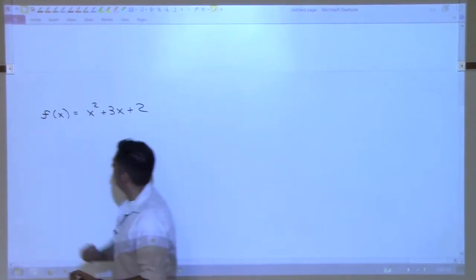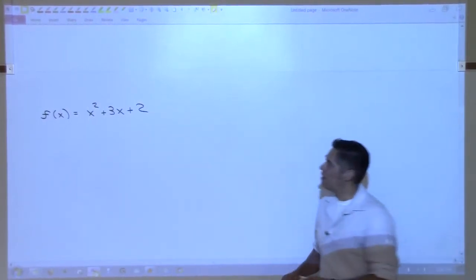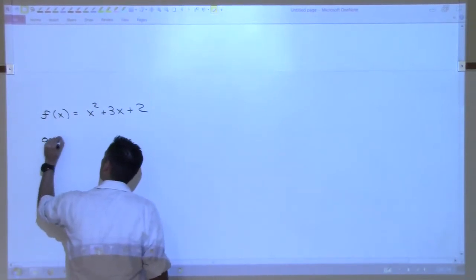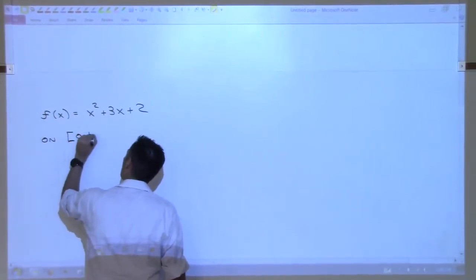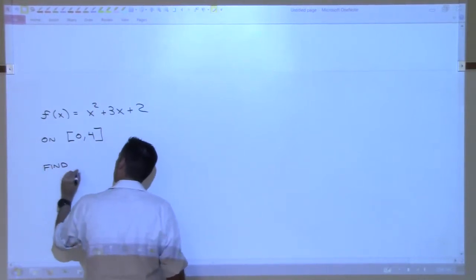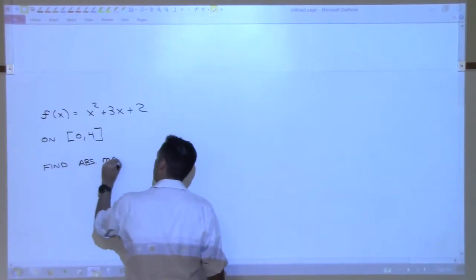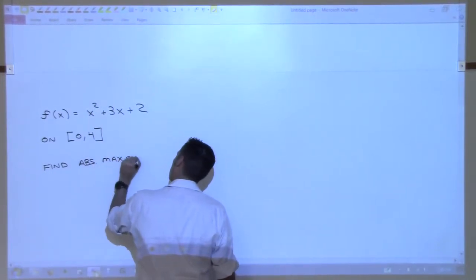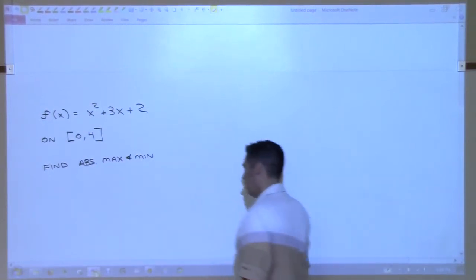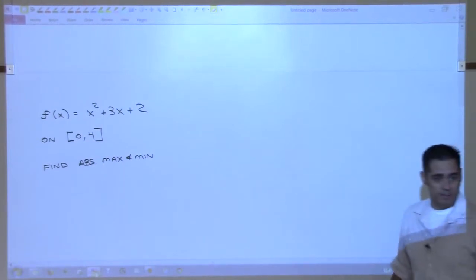But we need to get this thing on a closed interval. Okay, so let's look at this on the interval 0, 4. And I want us to find the absolute max and min. Find the absolute maximum and minimum of this function.